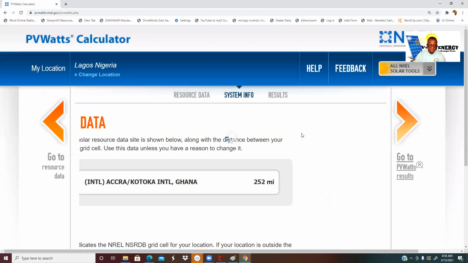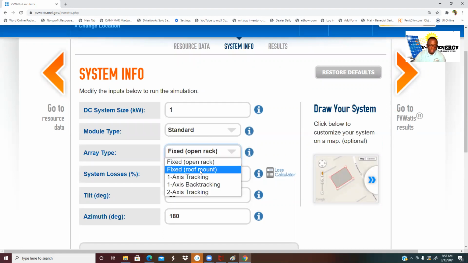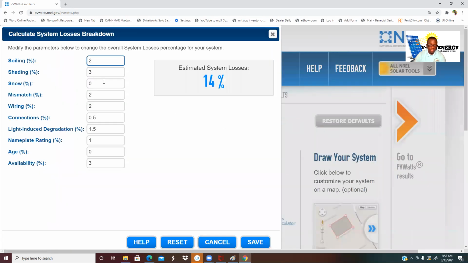We're going to find it. So we come in here. DC system size, you know this. We change this to 1. System model type, we say standard. Array, we change the array to what? Roof mount, fixed roof mount. We're going to leave the system losses the same. We're going to click over here and we change the soiling to 3 and we change the shading to 10.